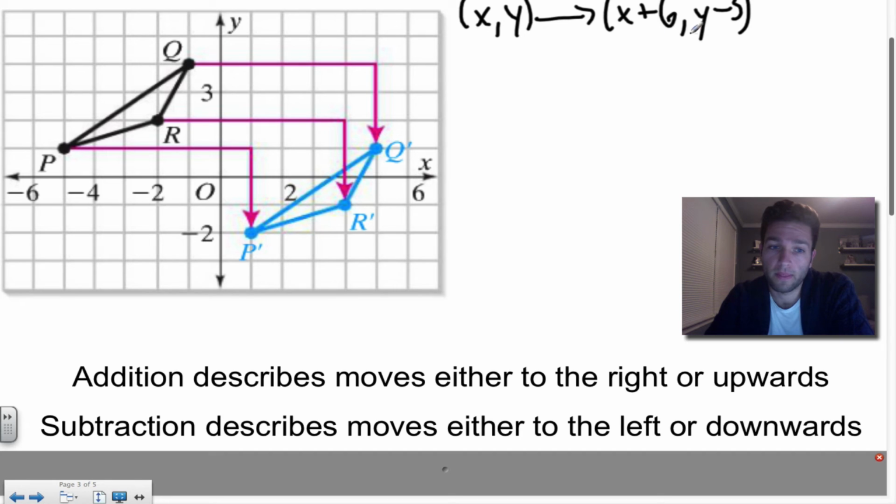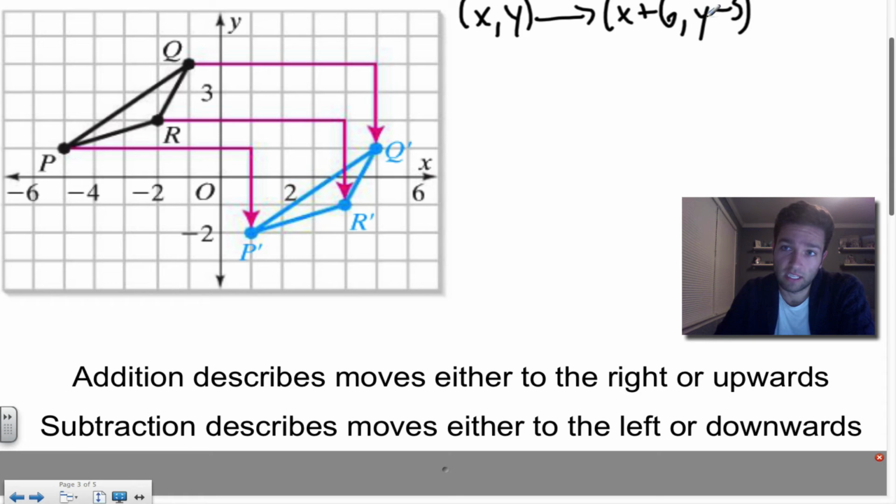So if we move these points up instead of down, it would have been y plus 3 instead of y minus 3. Subtraction, on the other hand, is used to describe anything that moves to the left and anything that moves down. So if these points move to the left instead of to the right, it would be x minus 6 instead of x plus 6.